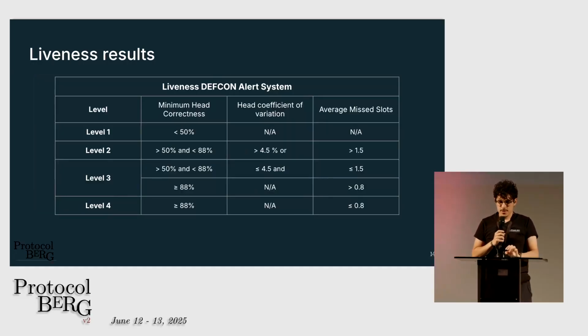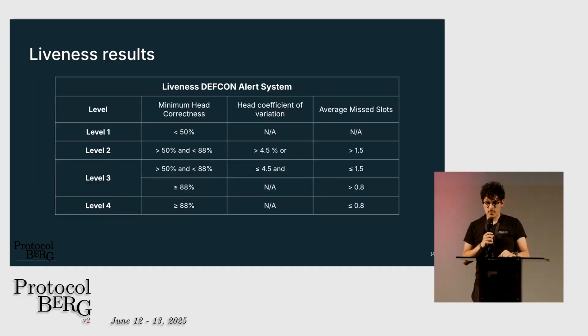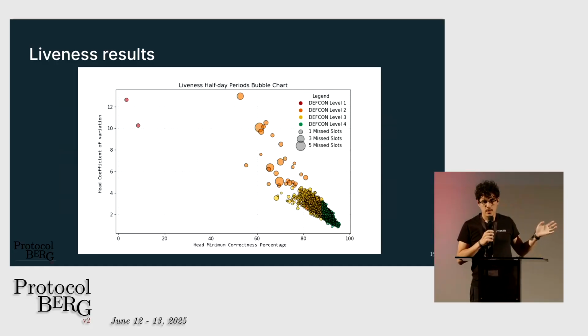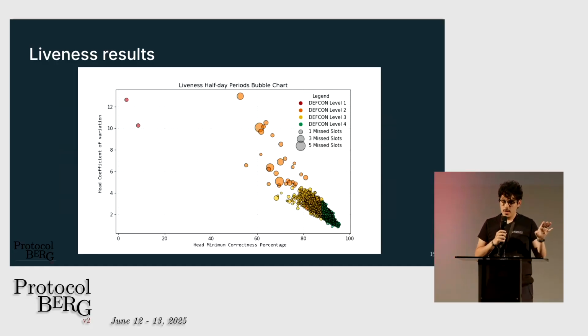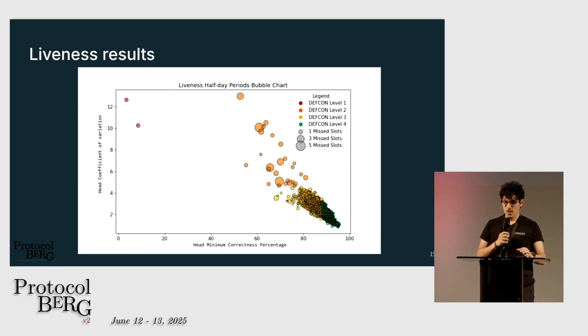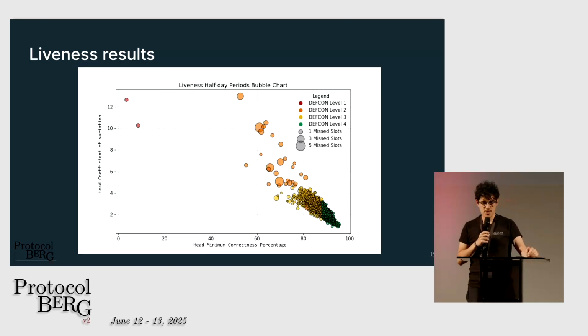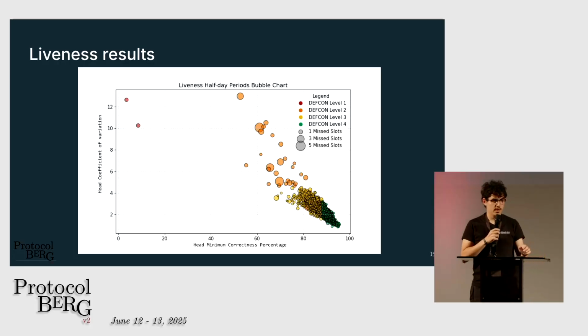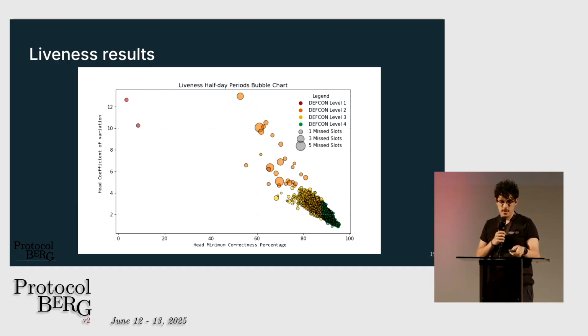About the liveness results, we found 3 metrics: the minimum head correctness, the head coefficient of variation, and the average missed slots. Again, we have 4 levels. Again, each dot is a half-day period. Here, the size of each dot is the average missed slots, so the bigger, the worse. In the x-axis, we have the head minimum correctness percentage, and in the y-axis, the head coefficient of variation. So here we can see that our classification worked pretty well to create different levels of alert.